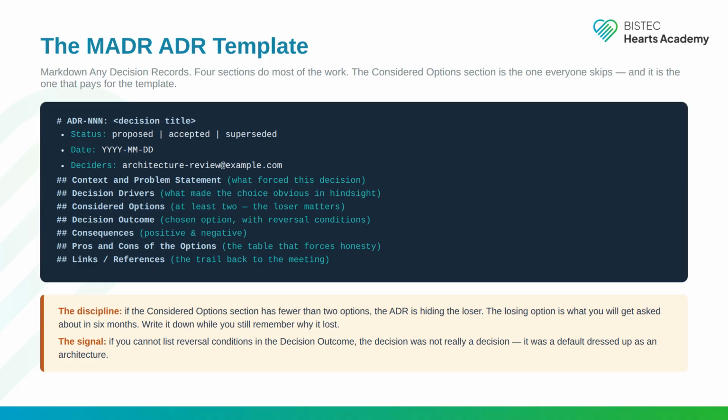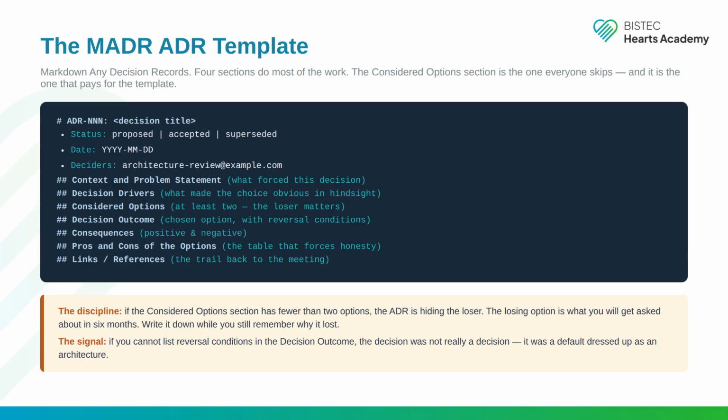Section 3, Considered Options. At least 2. The loser matters. This is the section everyone skips, and it is the section that pays for the template. If the Considered Options section has fewer than 2 options, the ADR is hiding the loser. The losing option is what you will get asked about in 6 months. Write it down while you still remember why it lost.